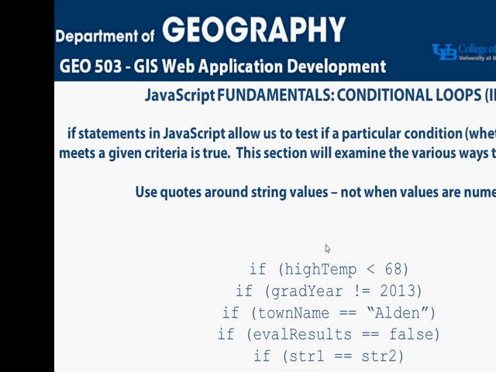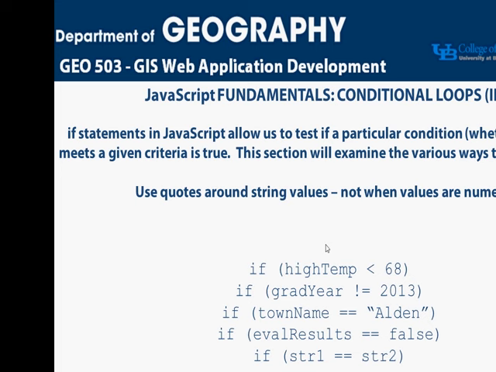Another example here: exclamation point equal is not equal. So when you see exclamation point equal, that means not equals. So if the graduation year is not 2013 is what we're evaluating there. When we're evaluating strings in JavaScript, we use a double equal sign in this statement. A single equal sign sets the variable to that value. A double equal sign is used when we're evaluating a statement. So town name, double equal sign, Alden, we're evaluating. And notice this is a string variable, so it's got the quotes around it.